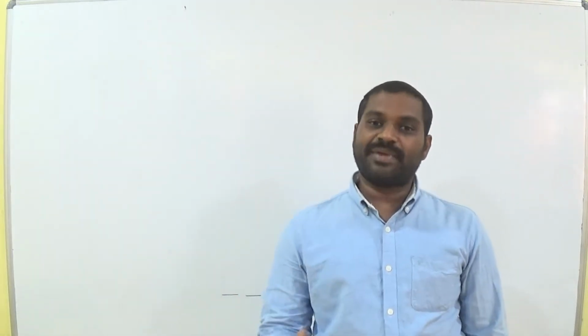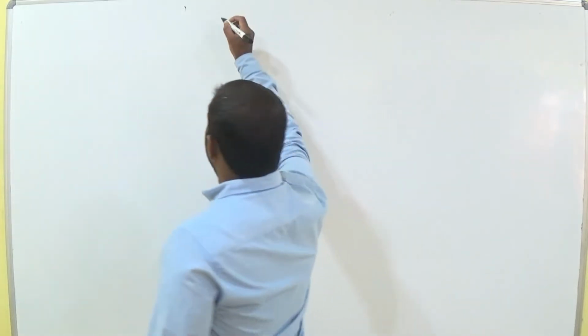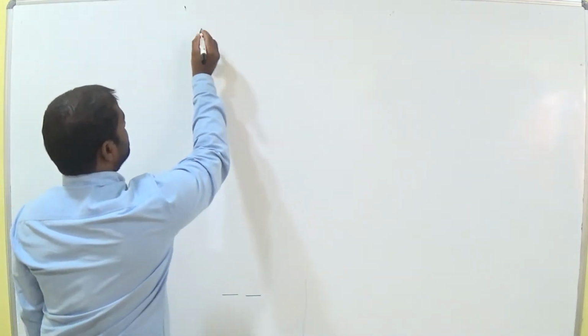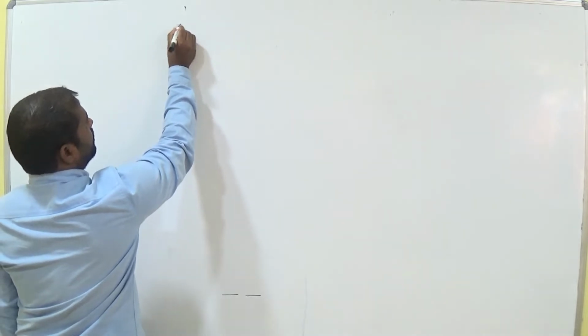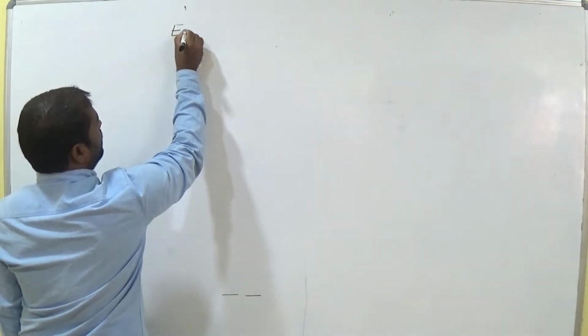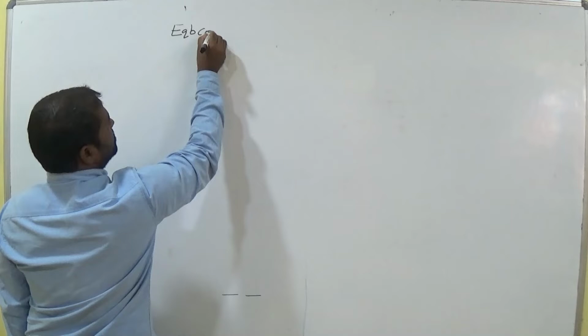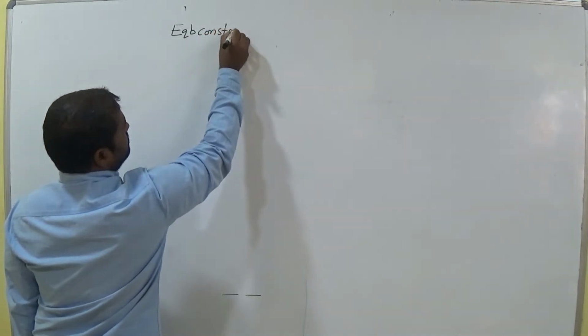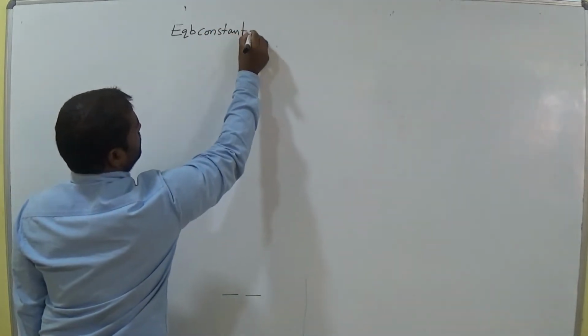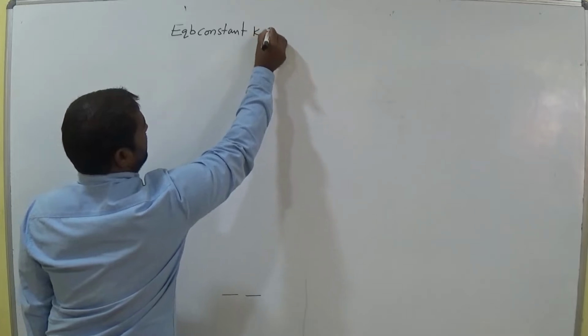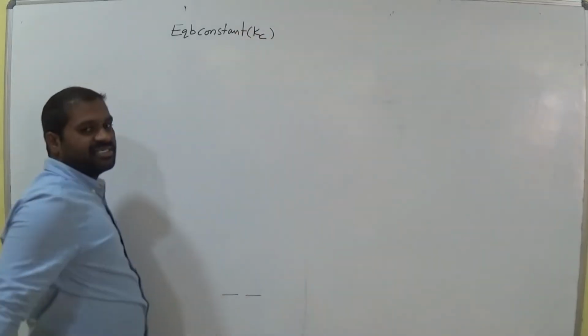Today we are going to discuss a very important topic in chemical equilibrium. Yesterday we discussed the equilibrium constant Kc and how to express it. Equilibrium constant Kc, where C means concentration.